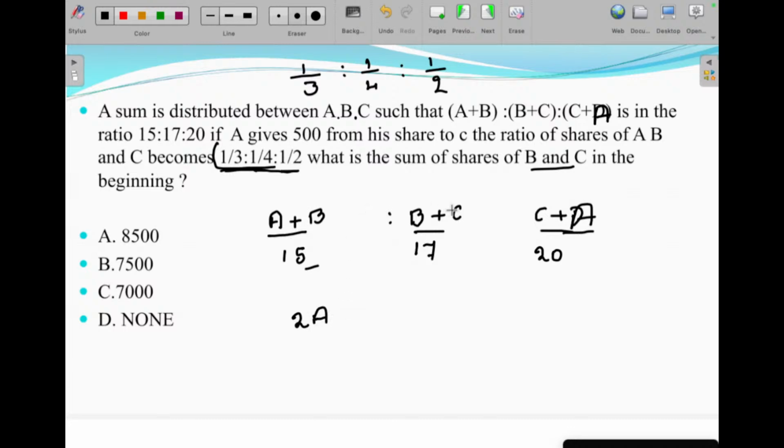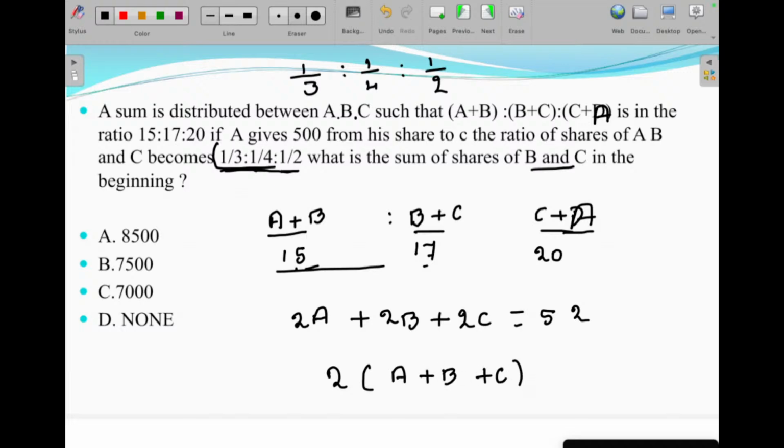If I add everything, 2A plus 2B plus 2C is equal to 15 plus 17 plus 20. How much will it be? 20 plus 32, 52 parts. Actually 2A plus 2B plus 2C, if I take 2 common, can I write it as A plus B plus C? A plus B plus C is equal to 26. So if I solve that equation, A plus B plus C is equal to 26 parts.